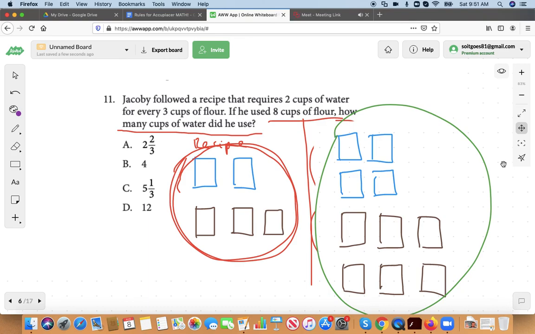You know how this stuff works. It can't be 4. You're absolutely right, because that's how many cups of water he needs when he's got 6 cups of flour. But here he's got 8. So it can't be 4. What other answer choices can we eliminate with absolute certainty?